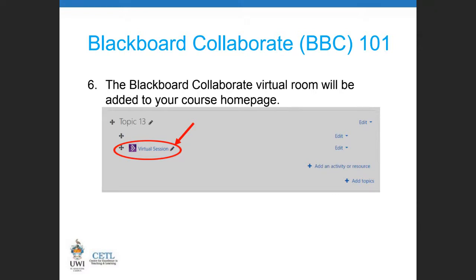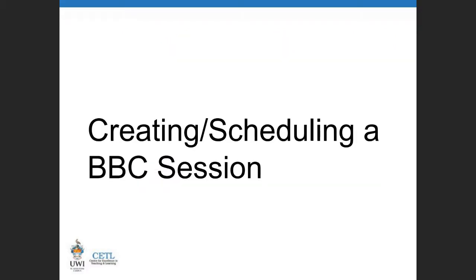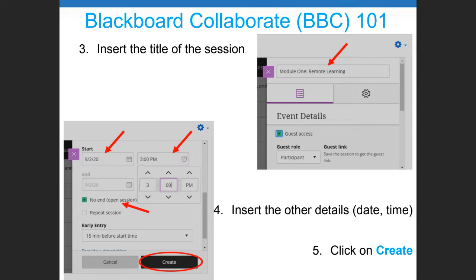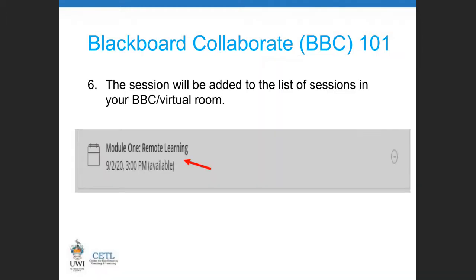And then what we did just now, to put things in perspective, we created a session in Blackboard. You click on the room you just created, so let's say the virtual lecture hall, and you created a session in that virtual lecture hall. Once you click create session, you give it a title, set the other configurations in terms of date, time, and whatever preferences you may have, and then you click create, and the session is created.